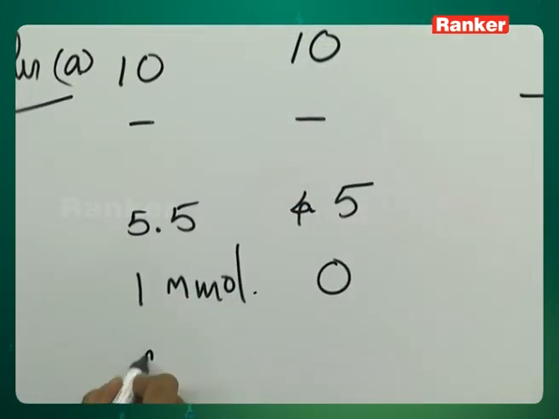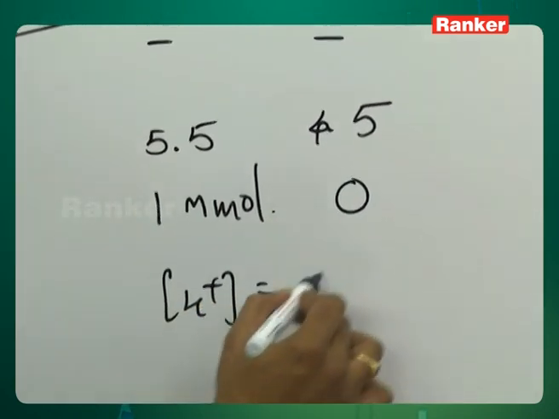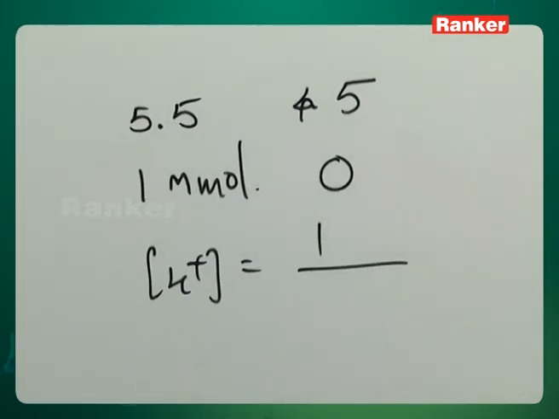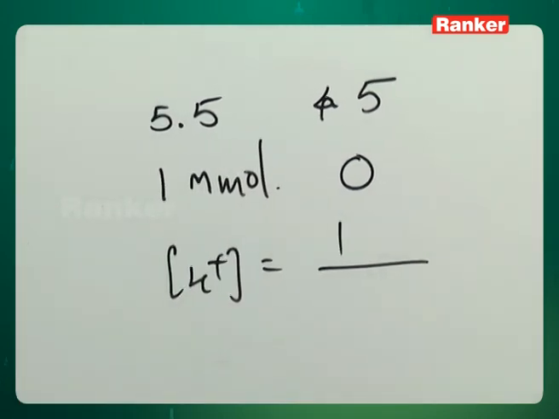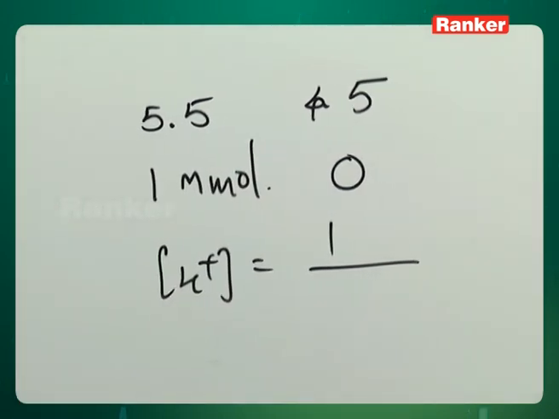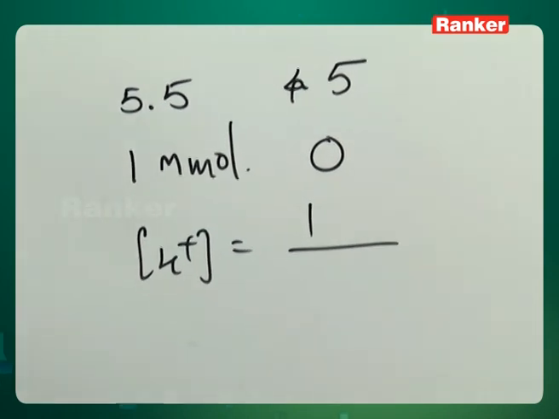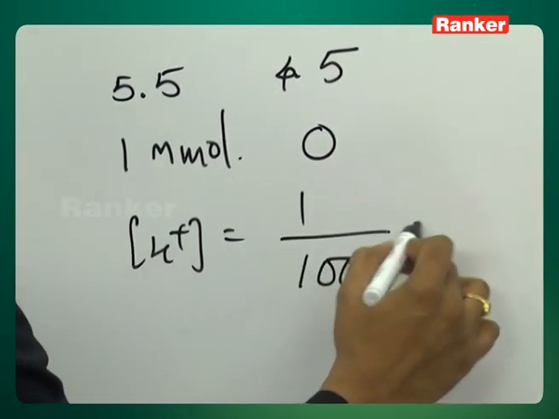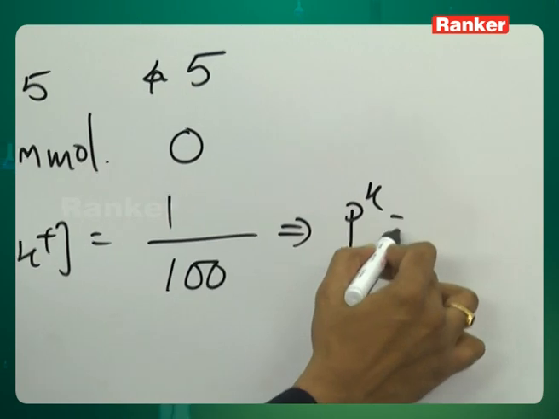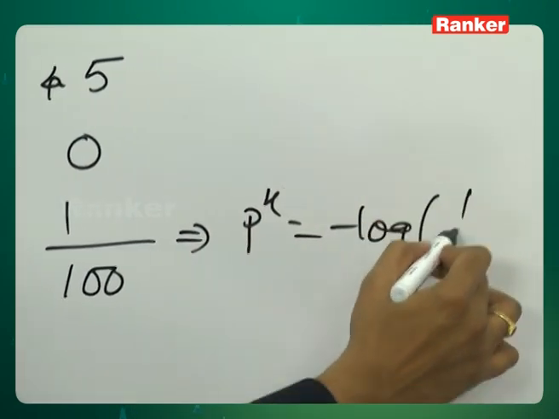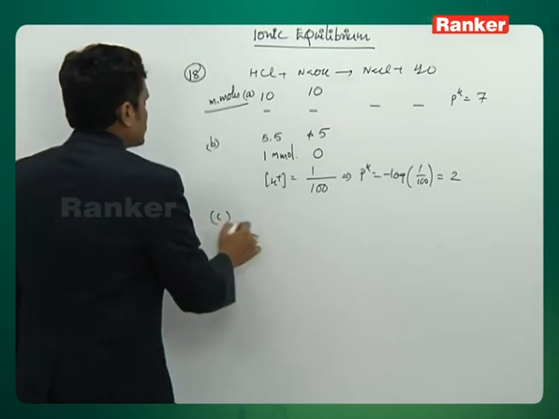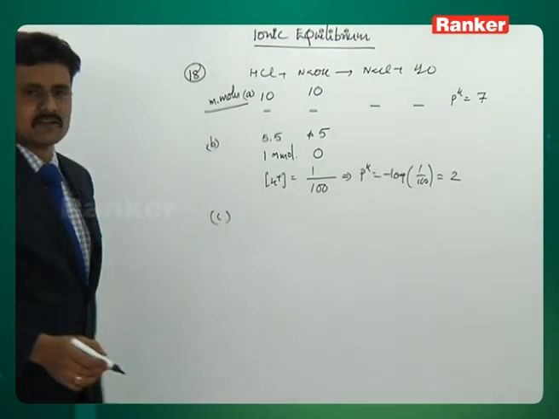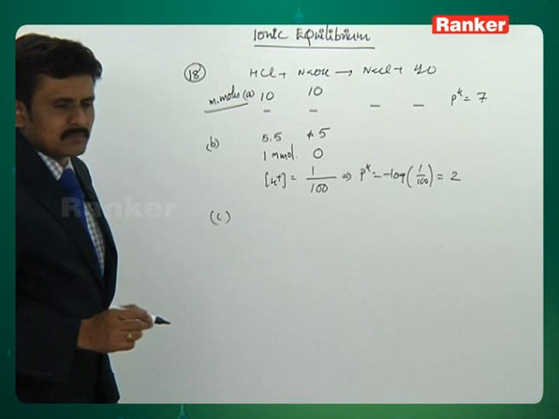So the concentration of H plus here is the number of millimoles finally remaining upon the total volume of the solution. Option B clearly indicates that we have taken 55 ml of HCl and 45 ml of NaOH, that means 100 ml we have taken. So this is the concentration. Hence when I find out the pH by applying negative logarithm of concentration, I will be getting it as 2 but not 1.